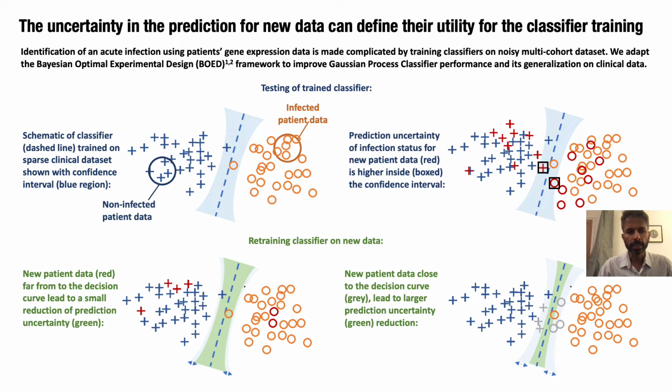Now, I'd like to point out that the utility of the new data point in terms of improving the classifier is not the same for each data point, by which I mean the new data points which are further away from the uncertain region, the blue region in the previous case, lead to very modest decrease in prediction uncertainty as shown. On the other hand, the new data points which are closer to the uncertain region lead to very large reduction in the prediction uncertainty, and thereby they help decrease the uncertainty in the model and lead to higher accuracy of the machine learning classifier.